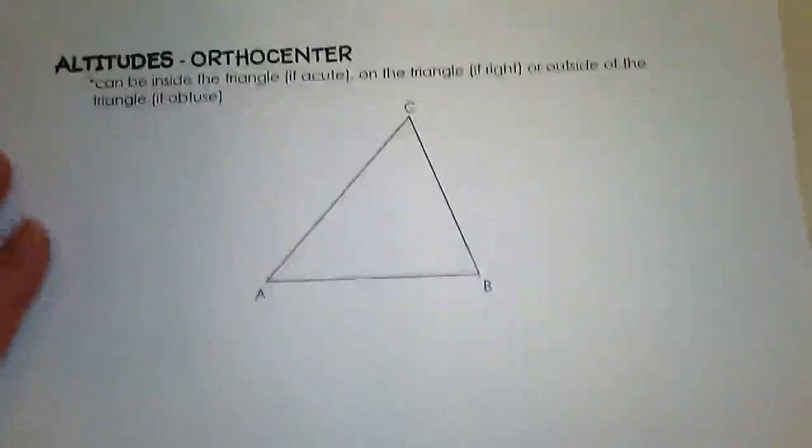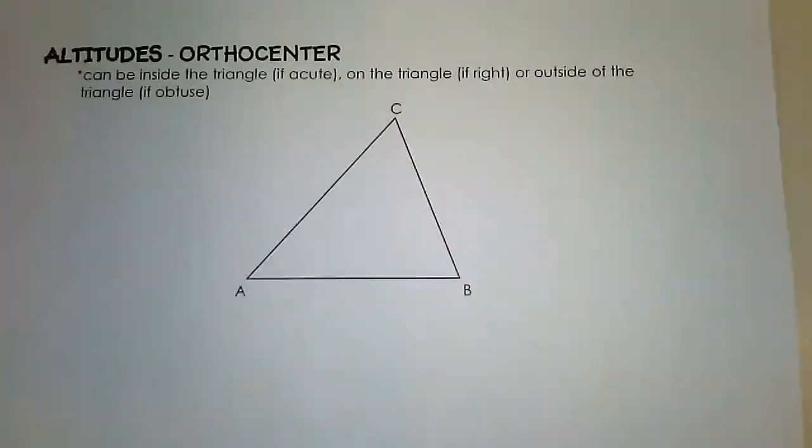So page 2. All right, so now we're going to work with the altitudes. If you know what altitude is, if I asked you what altitude is, you would probably think of an airplane and you would say the height, and that's absolutely true. So what we want to think of for the altitude is the height of the triangle, okay?